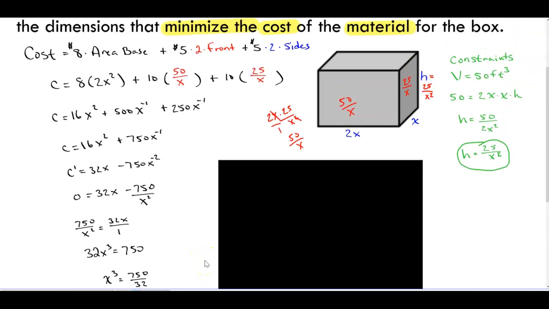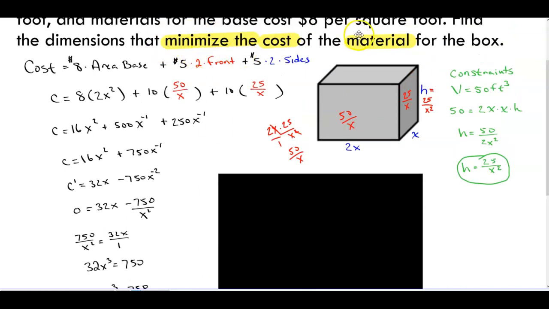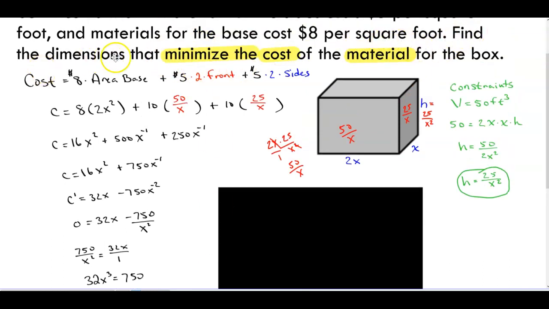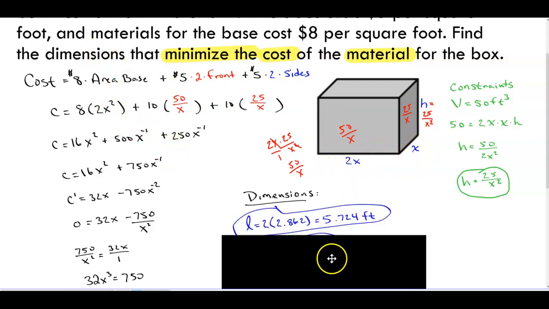And now all we have to do is answer the question. Find the dimensions. So they didn't say minimize the cost, but find the dimensions. So I have to just find the dimensions, height, length, and width, by taking what we just found x to be and plugging it in for x.